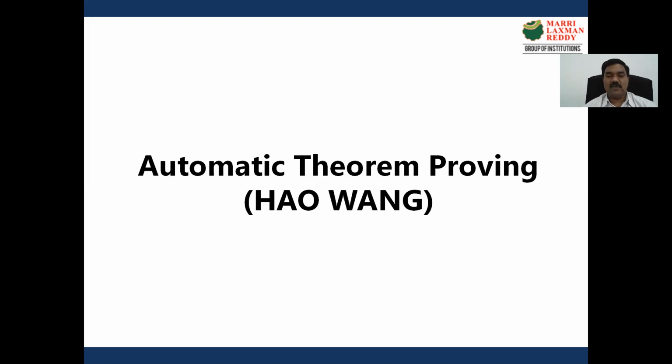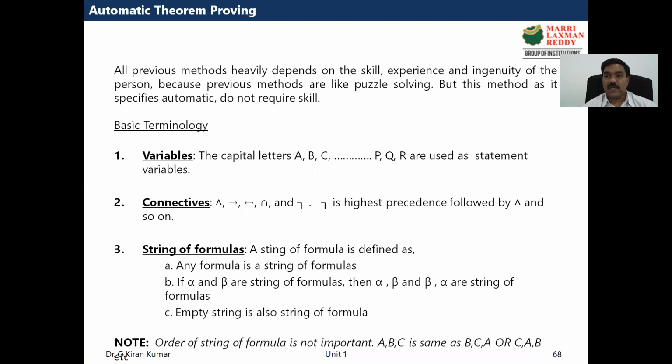The main difference between this method and the earlier three methods is that the earlier three methods require some kind of skill, puzzle-solving skill. Because in the earlier methods we don't know which premise we need to apply, or which inference rule. It is like solving a puzzle. Whereas here the word is very clear: it is automatic. That means there are some rules. You apply the rules, then you get the solution.